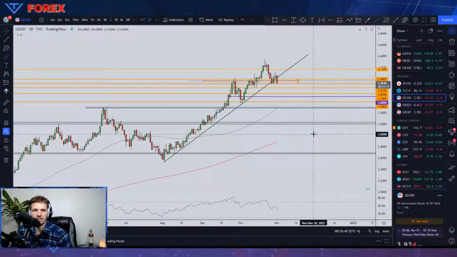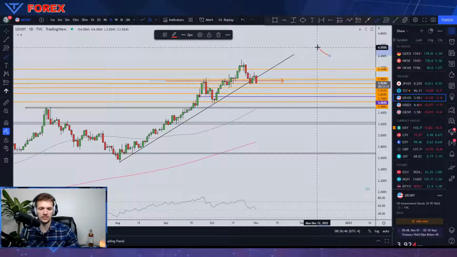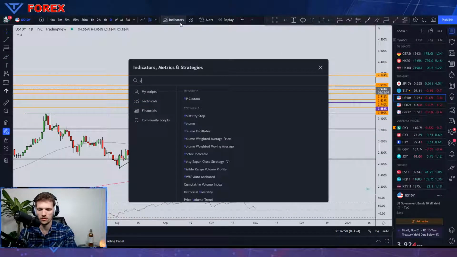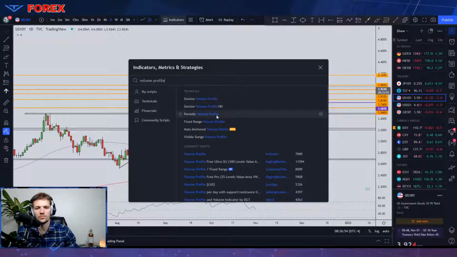The one I gave Ty is a tweaked version for free on TradingView. I didn't code most of it. Fixed a few bugs. So there you go. It is on TradingView somewhere. Indicators, volume, profile. Somewhere in here.